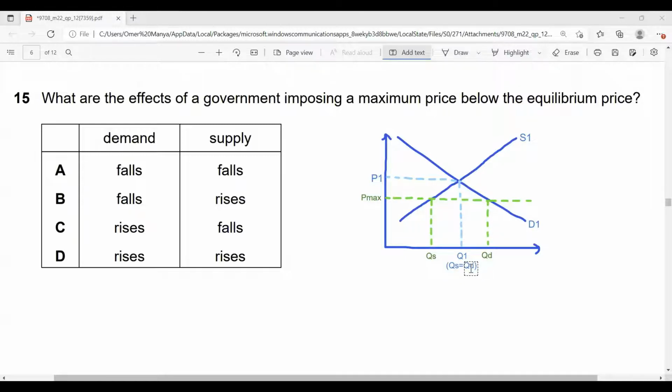P max, however, can be described as a disequilibrium situation. At this point, quantity supplied and quantity demanded will not be equal. In fact, because the price has been reduced, it hits the supply curve at this point and quantity supplied will fall to QS. And at P max, which is a lower price than equilibrium, the quantity demanded will increase all the way to the point it hits the demand curve. And so quantity demanded will be, at this point, higher than the original equilibrium.